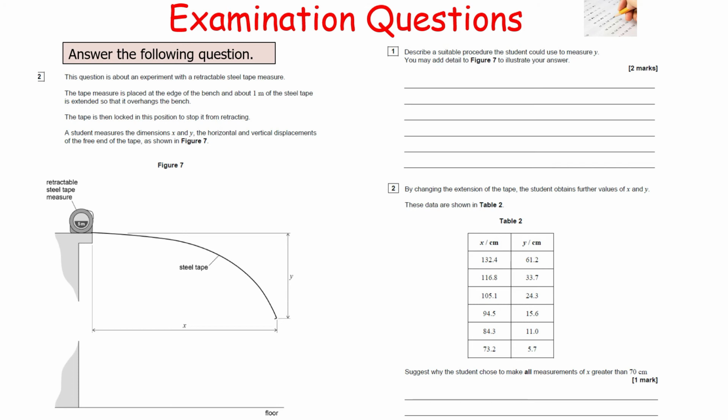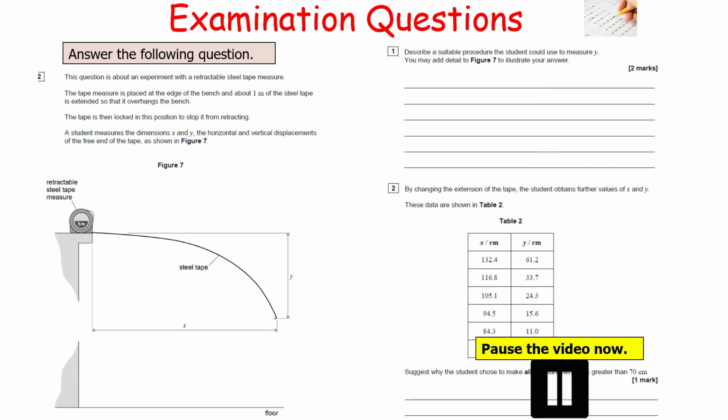The next question says, this question is about an experiment with a retractable steel tape measure. The tape measure is placed at the edge of the bench and about 1 meter of the steel tape is extended so it overhangs the bench. The tape is then locked in this position to stop it from retracting. A student measures the dimensions x and y, the horizontal and vertical displacements of the free end of the tape, shown in figure 7. Describe a suitable procedure that the student could use to measure y, and then by changing the extension of the tape the student obtains further values of x and y. Suggest why the student chose to make all measurements of x greater than 70 centimeters. So pause the video now, then unpause the video when you want to go through your answer.